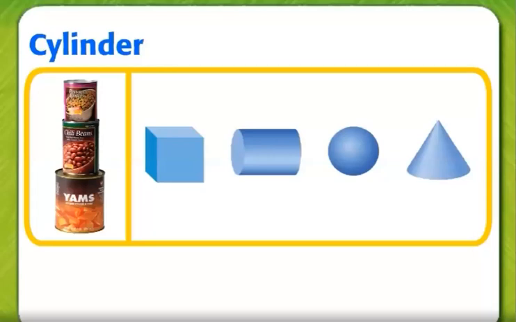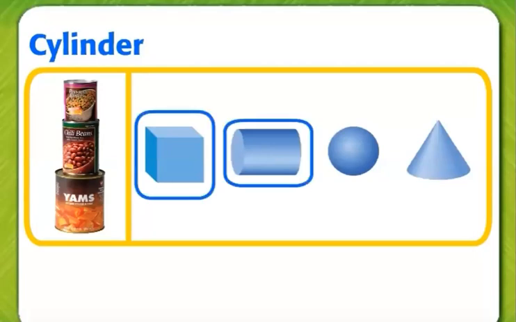They are made of 2 circles on opposite ends, and they roll when turned on their sides. Circle the three-dimensional figures that stack. Correct! The cube and the cylinder are the figures that stack.